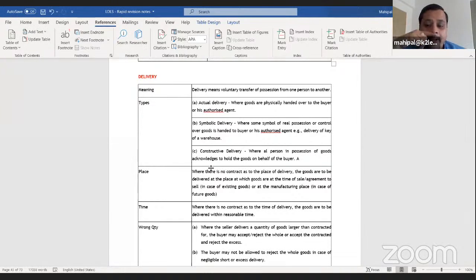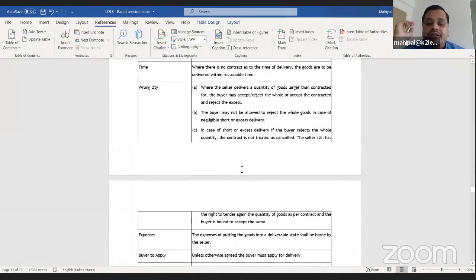Place of delivery must be as per agreement. Otherwise, in general circumstances, in case of sale it is where the goods are in existence, and in case of future goods it is where the goods will be manufactured. Time of delivery is as per the agreement. If the agreement is silent, then it will be within a reasonable time.